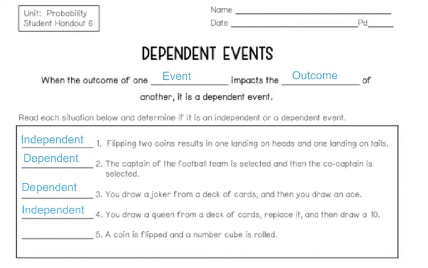The final problem, a coin is flipped and a number cube is rolled. Let me know, is this independent or dependent? Since 2 different things are happening and it doesn't really affect our total, this is also an independent event.